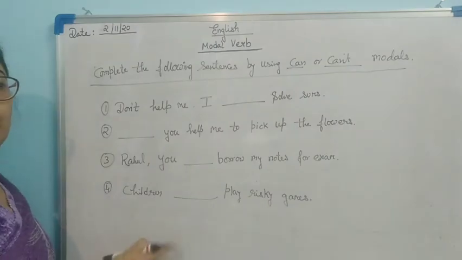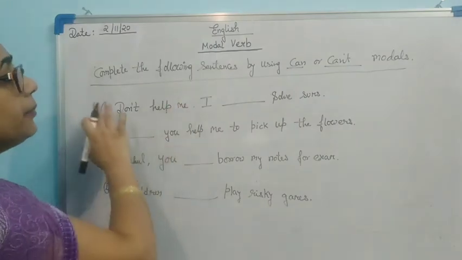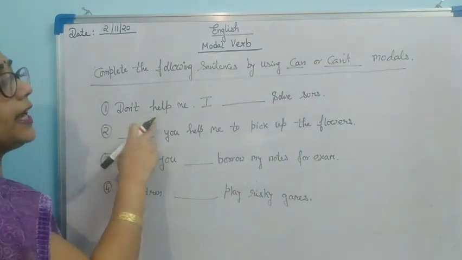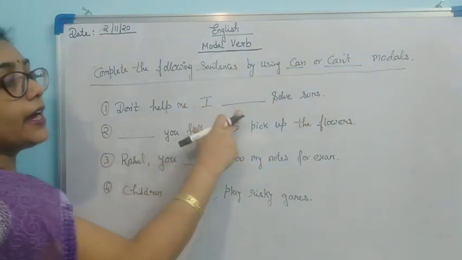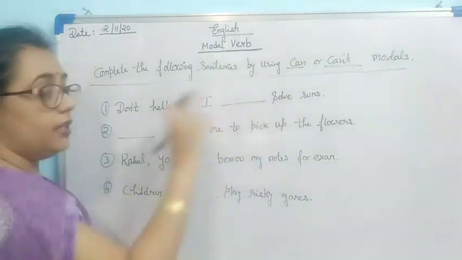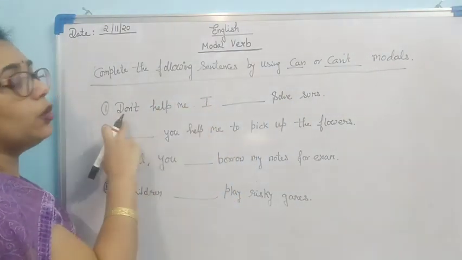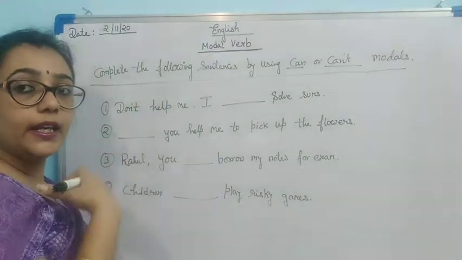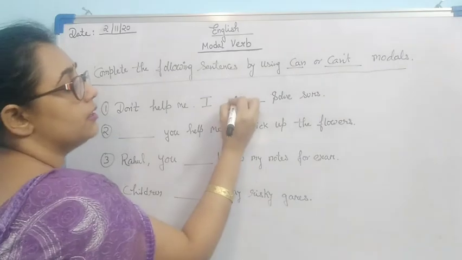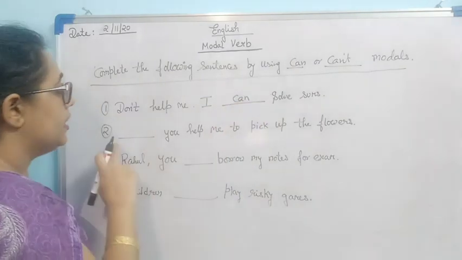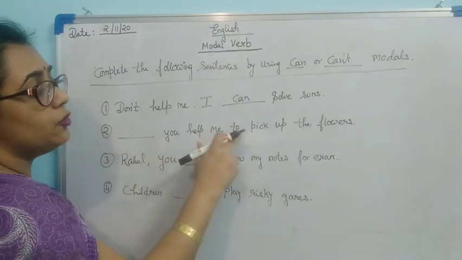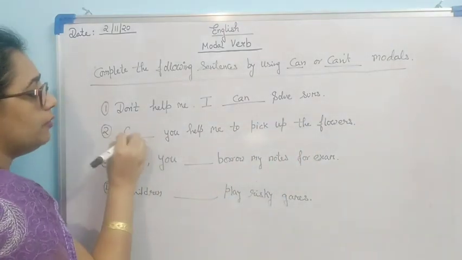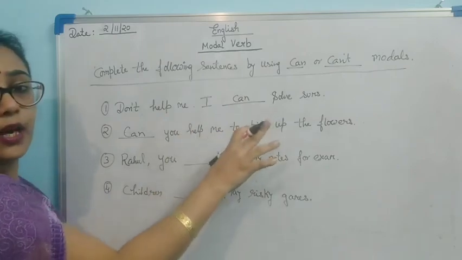Okay, now we will fill in these blanks. Complete the following sentences by using can or can't modals. Don't help me. I dash solve sums. If I am saying don't help me, that means I don't want help, that means I can solve the sums. It will be I can. Dash you help me to pick up the flowers? Can you help me to pick up the flowers?